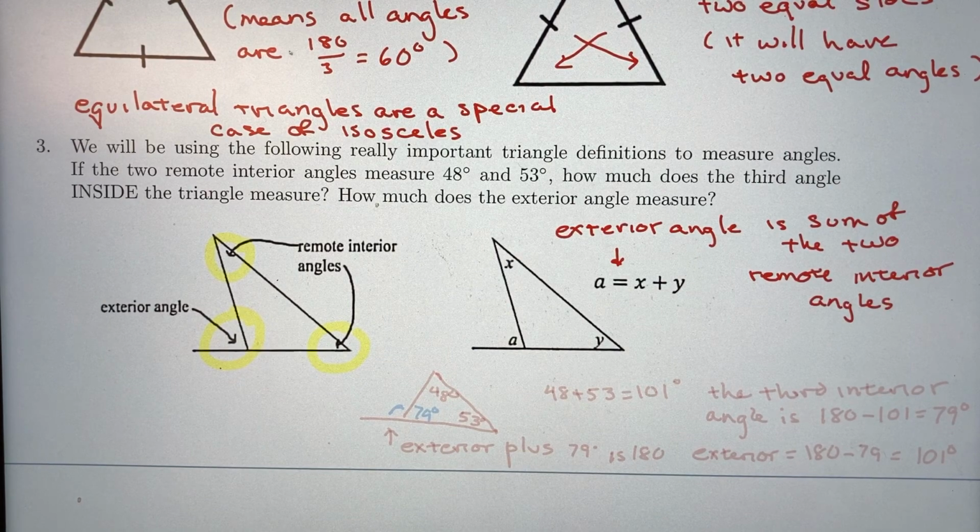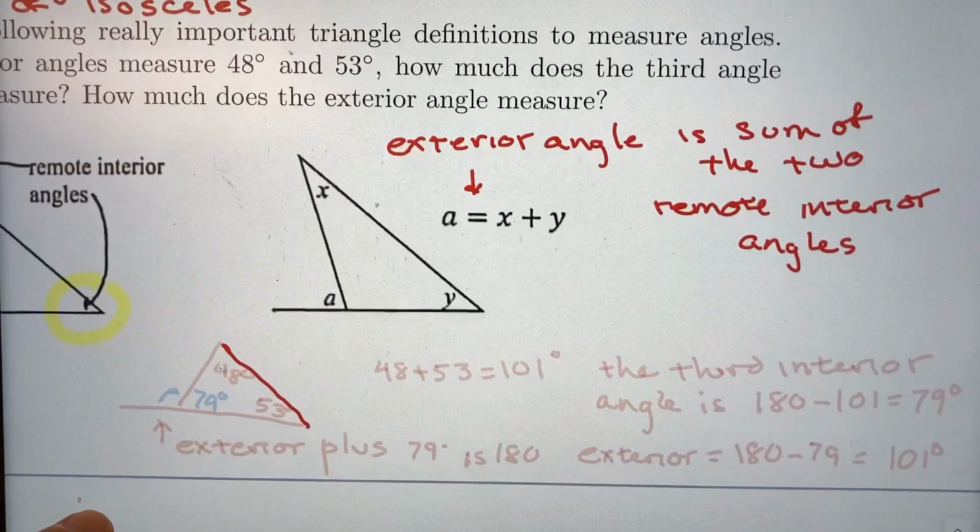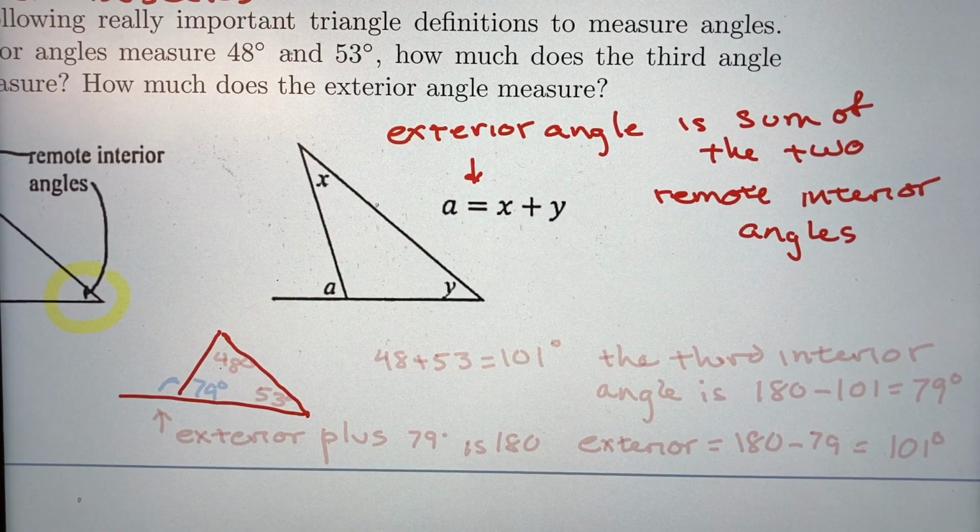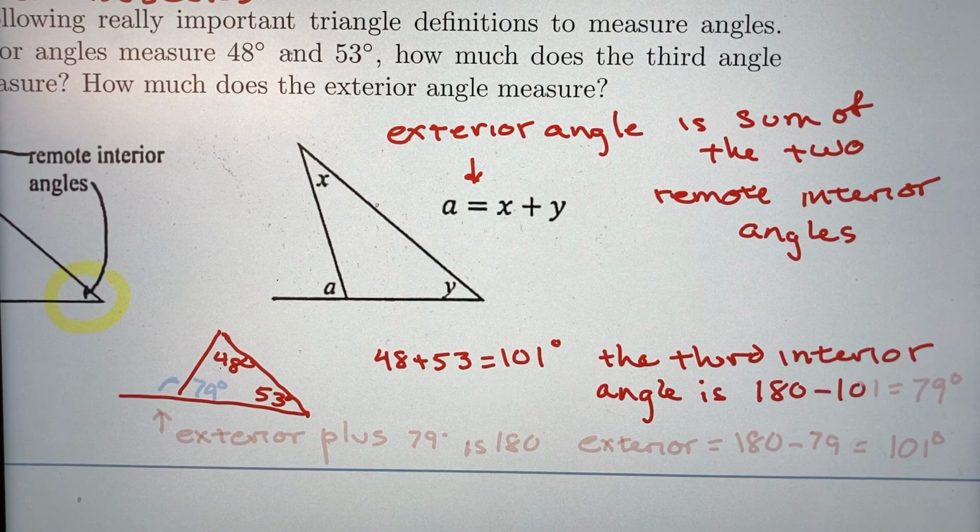So for an example, if the remote interior angles are 48 degrees and 53 degrees, we can show why this process works. 48 plus 53 is 101 degrees. And so the third angle inside makes it add up to 180. And that's 79 degrees.